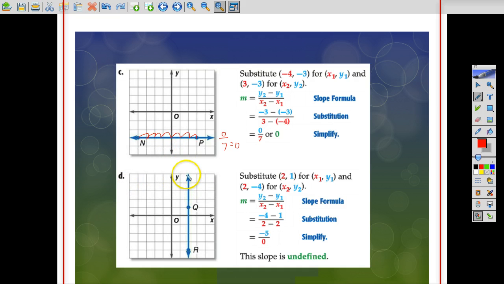For D, you know it rose, but it didn't run anywhere. How many did it rise? 1, 2, 3, 4, 5. So you have 5 on the top and 0 on the bottom. You can have 0 over 7, nothing out of 7, which is nothing. But if you have a number over nothing, there's no such thing. You can't have negative 5 out of nothing. So when you have a 0 on the bottom, that's when you say the slope is undefined. This is an undefined slope.